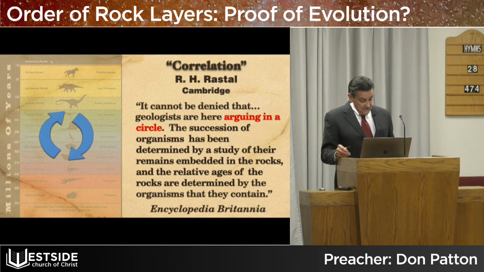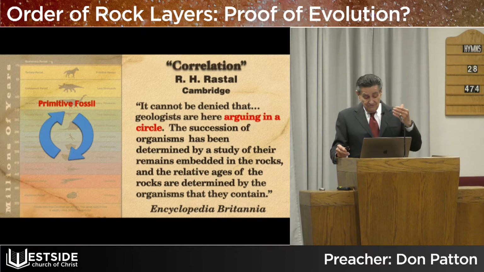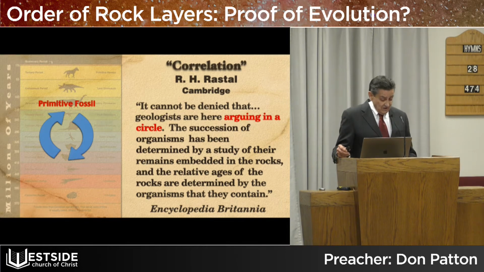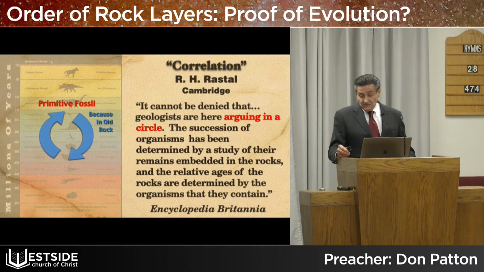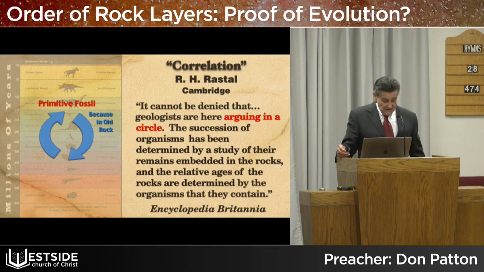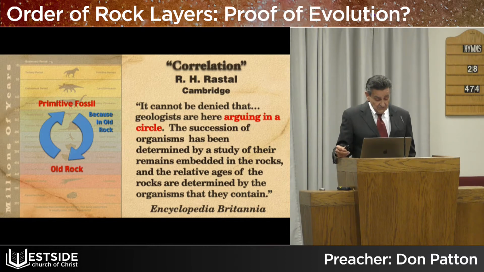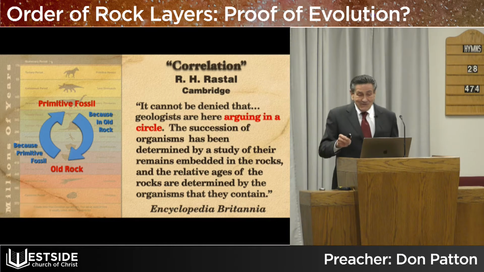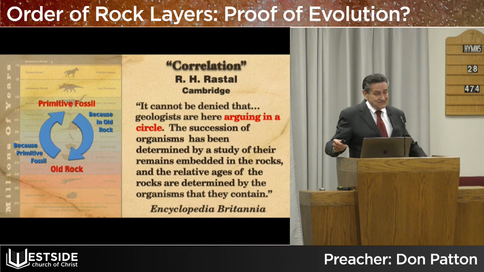Now we can simplify that this way. Here's a person who says, we've got a primitive fossil here. Okay, how do you know that's a primitive fossil? Well, it's found in an old rock. Okay, that makes sense, I understand that, but now how do you know that's an old rock? Well, it's got a primitive fossil in it, you see. Round and round you go. It's not proving anything, but illustrating the thought process.